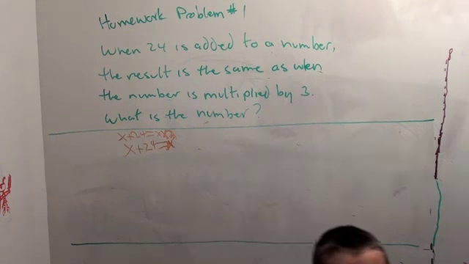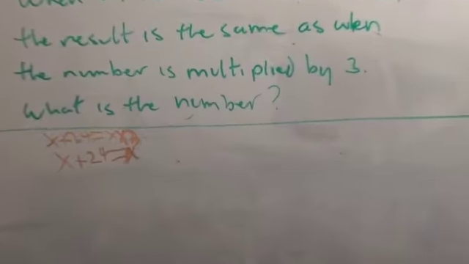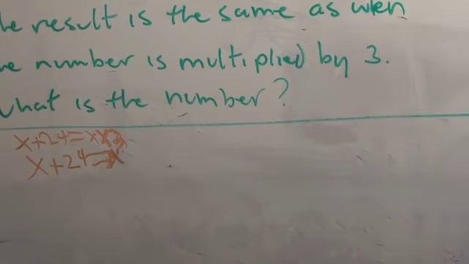Very, very good. Now, that's a very good start. So, what are you going to do next? X plus 24 equals 3X. Why don't you pick red, because red will show up a little better on the camera. Why do we get all the X's on one side? Okay, so how do you get all the X's on one side? Well, you should subtract an X.